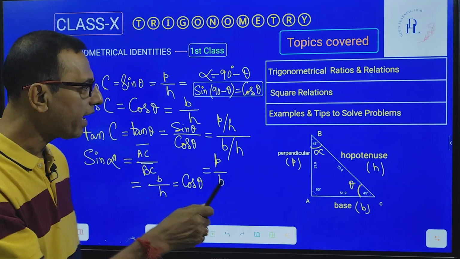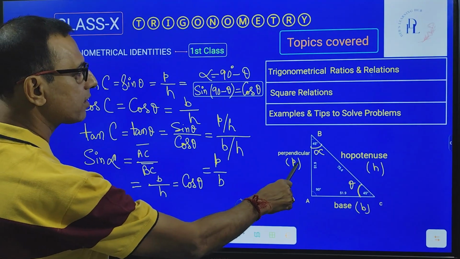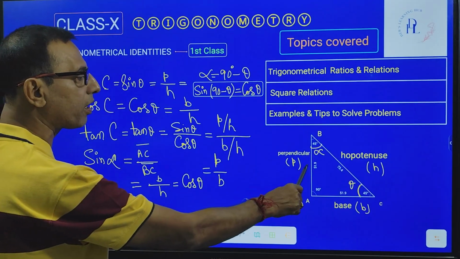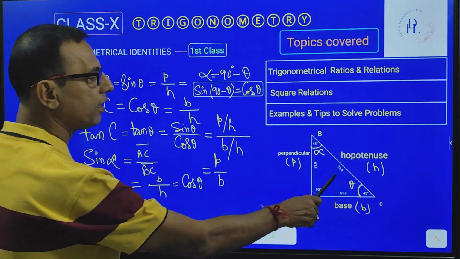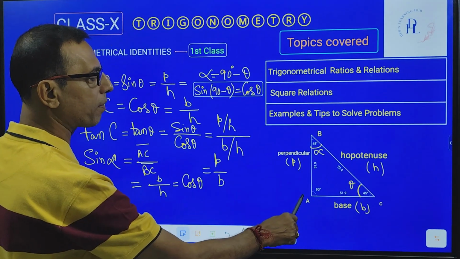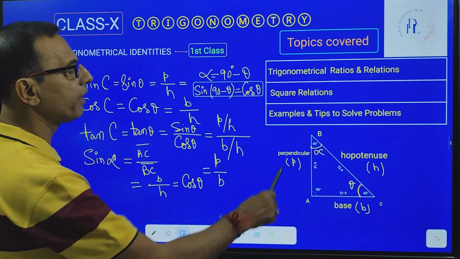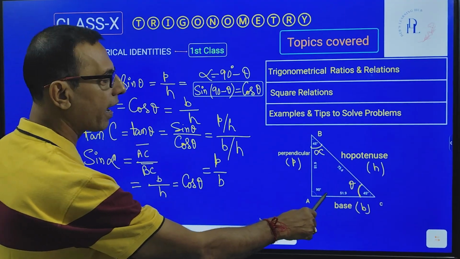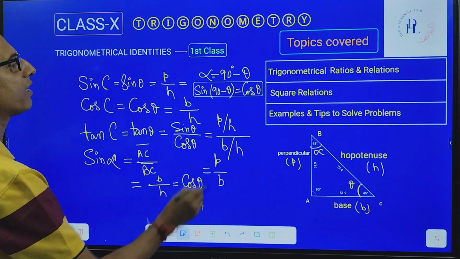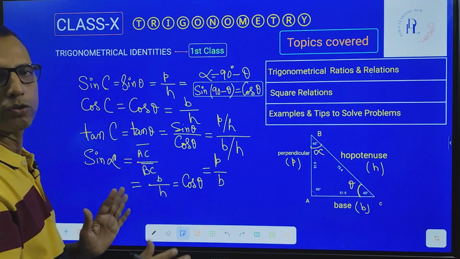So when we are considering theta here, for sine theta, this is perpendicular, this is hypotenuse, this is base. So hypotenuse is the fixed position, but perpendicular and base, these two are relative. This is dependent on the angle. When you are considering theta, you will consider this AB as perpendicular, AC as base. And when you are considering alpha, you will consider this AB as base and AC as the perpendicular. So that is why we have proven sine of 90 minus theta equals cos theta, for sine theta, cos theta and tan theta, the trigonometrical ratios.